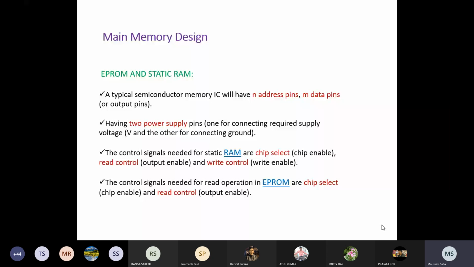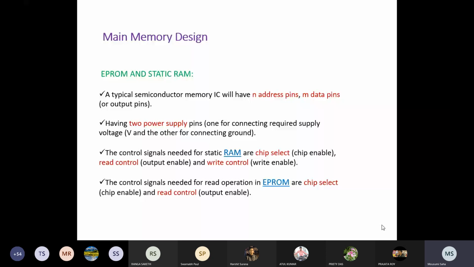Now whatever the memory, except your secondary memory, for main memory, some basic features are common. What are the features? That is, some address bus will be there, data bus will be there, power supply and control signal. So three different basic pins or buses or signals you have. First one is address bus and data bus. Second is power supply. Third is control signal. These three types of signals we are trying to consider for your memory.